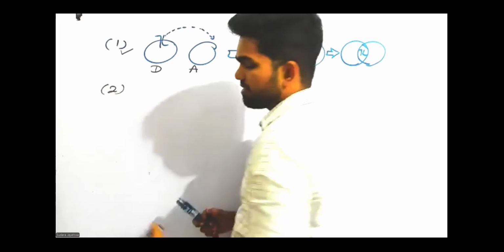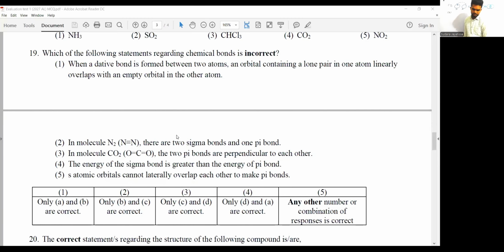Then let's try the second one. The molecule N2, there are 2 sigma bonds and 1 pi bond. In N2, it says there are 2 sigma bonds and 1 pi bond. What do you think? Is that correct? No. You have 2 pi bonds and you have only 1 sigma bond. Okay, so remember this point.